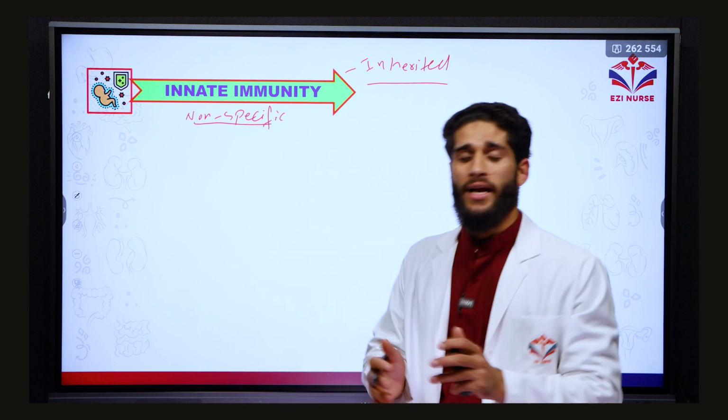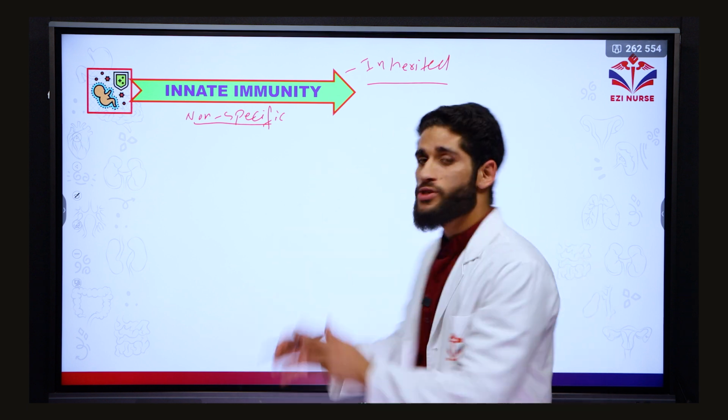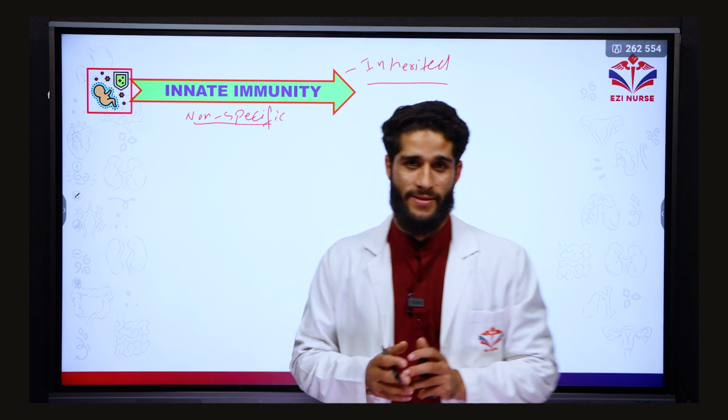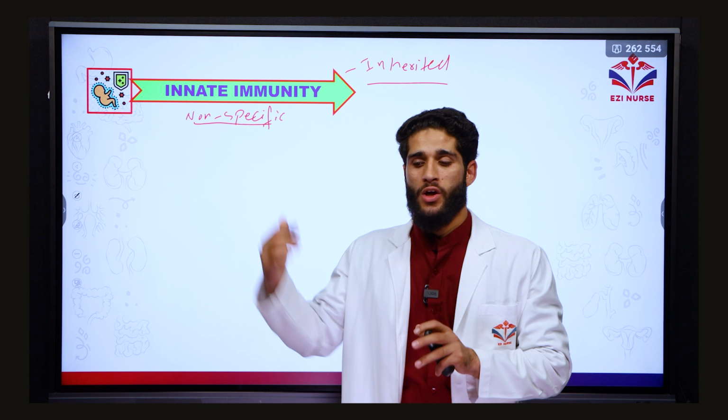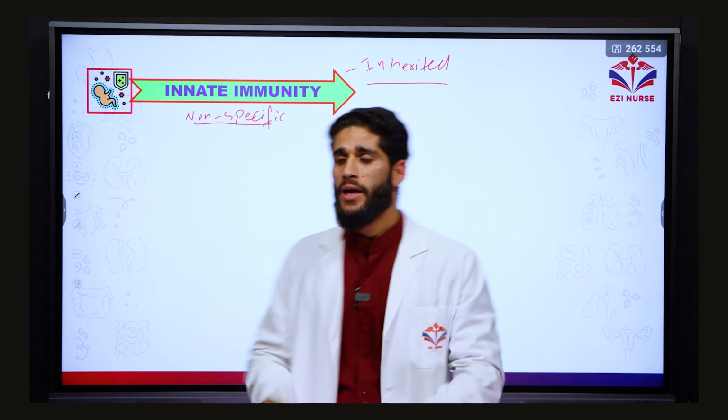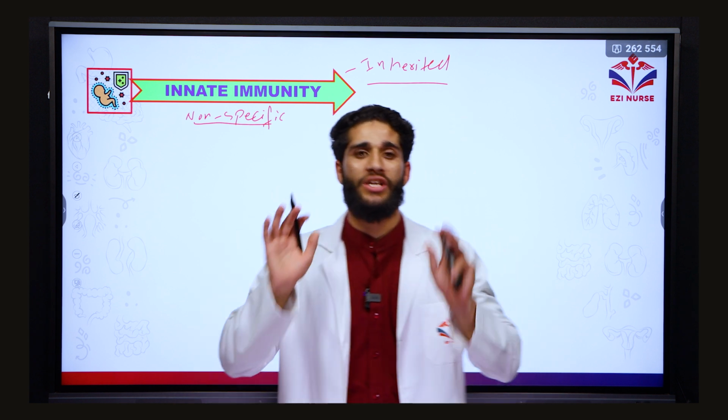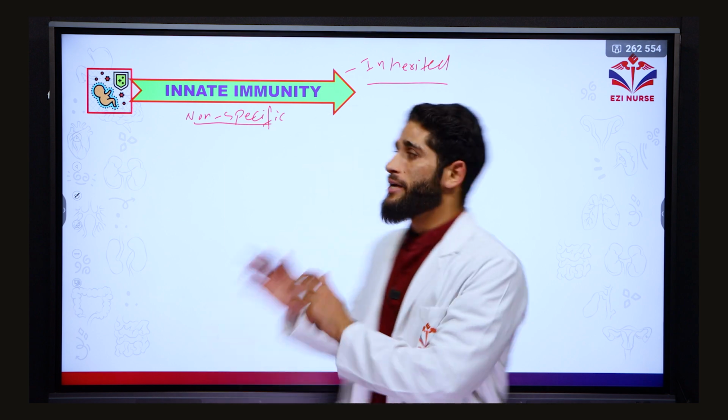Now, apart from that, it's very important that it is the first and the primary line of defense. So your first defense system is the innate immunity. Whenever anything enters into our body, first innate immunity is going to deal with that. That's where innate immunity is.